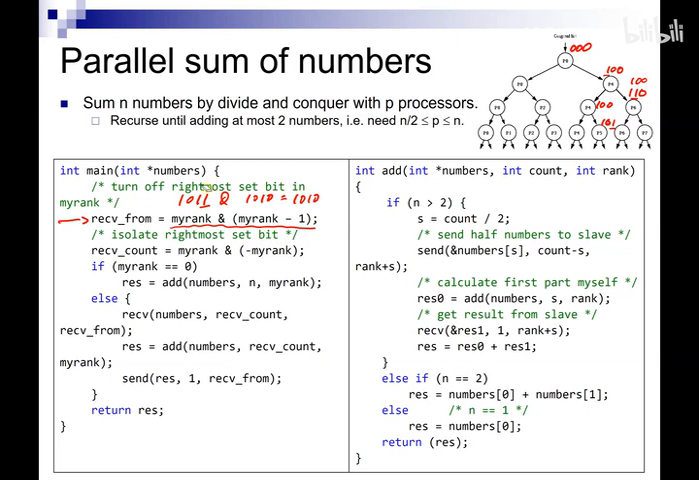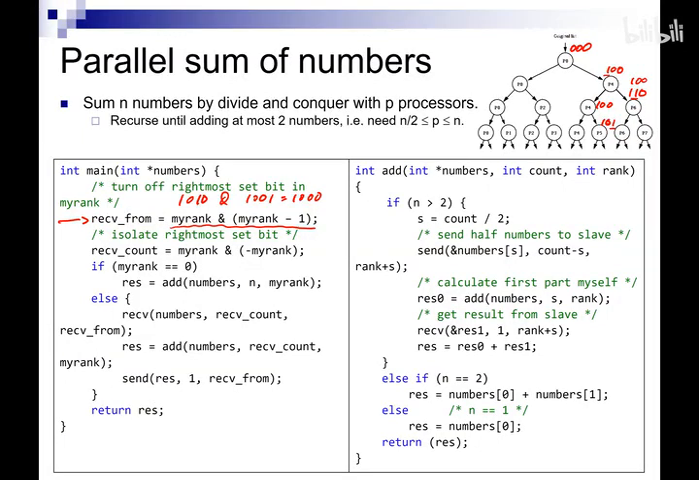Another example: if you had 1010 here and you subtract 1, what do we get? We get 1001. If you do the bitwise AND, you end up with 1000. So again, you've turned off the rightmost set bit. That's how this receive from works.